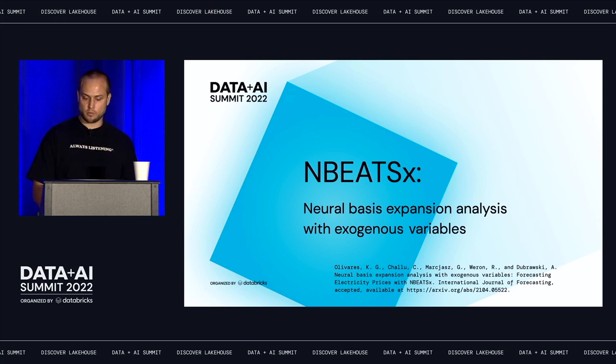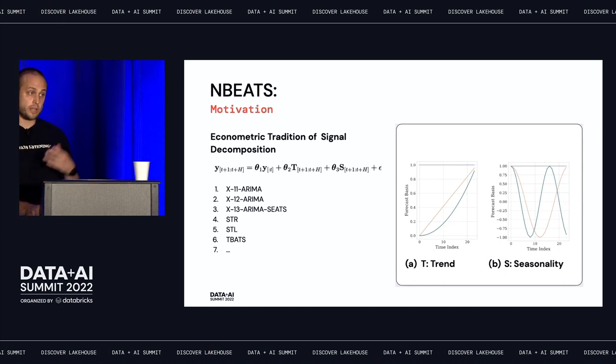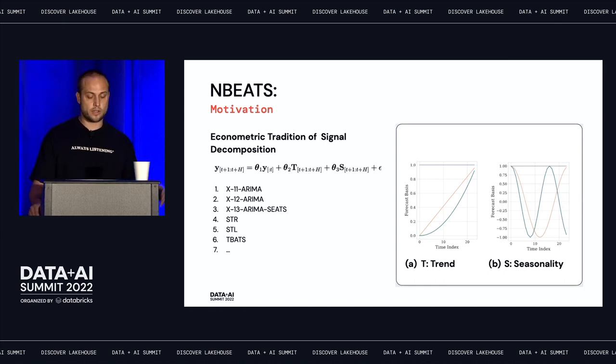That's one of the first models that we're going to be speaking about today. And the NBEATSx, which is our model, builds upon a great model developed by the people of Element AI, Yoshua Bengio, Boris Oreshkin, who developed the NBEATS. And the NBEATS aligns itself in the tradition of the left cluster that we saw at the beginning, the left word cloud, namely the econometric tradition of signal decomposition. So we are trying to decompose the series and the forecast, not only in the values, but in certain components, namely trend and seasonality.